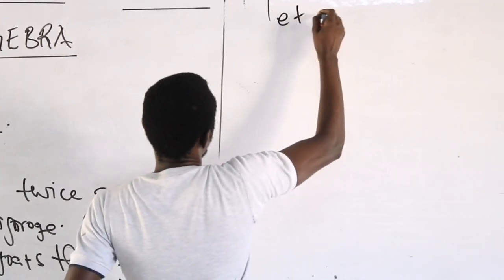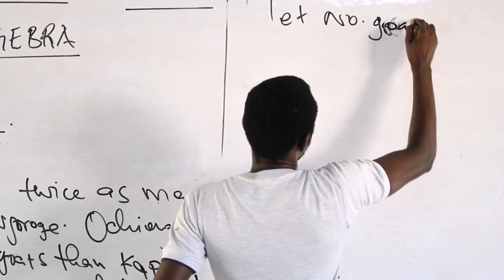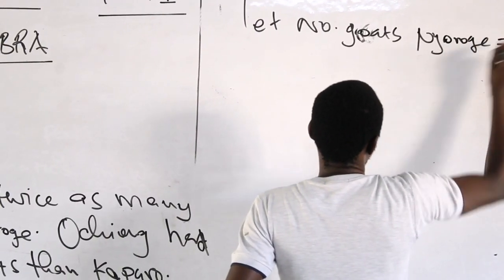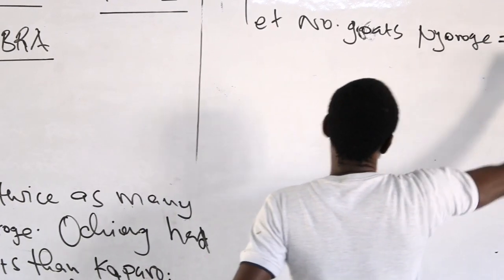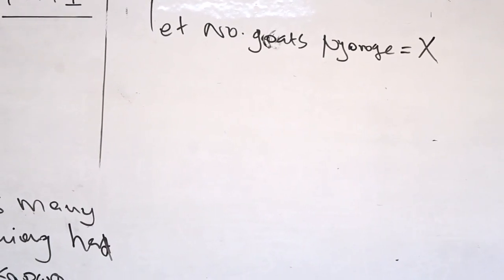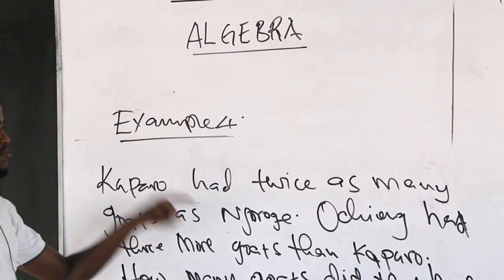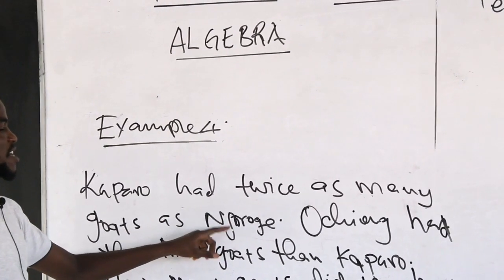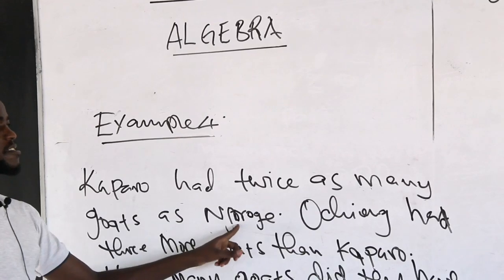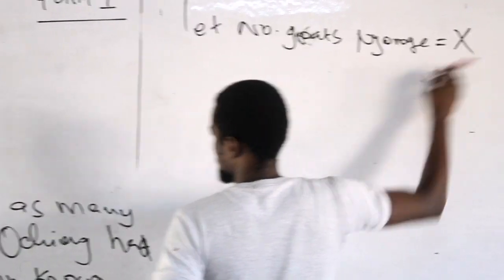So we shall say, let the number of goats Njoroge has be equal to any letter, X. For you to know the number of goats Caparo is having, you must first have the number of goats that Njoroge is having. That is the beginning point. This is where you start from. So we let the number of goats Njoroge has be X.